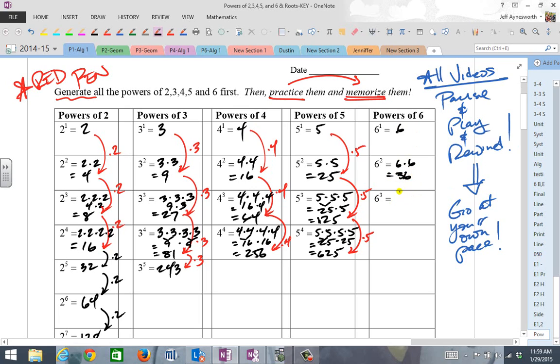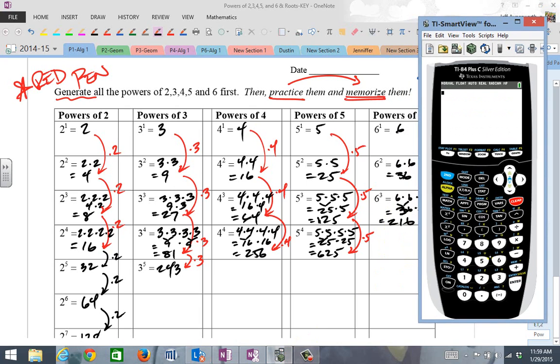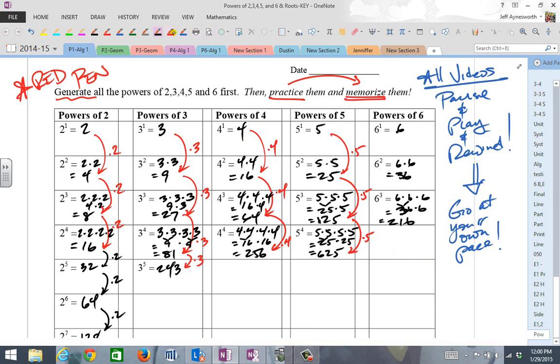Or you can do it like this. You get 36 here, times 6, and that gives you 216. And if you don't believe me, well, here we go. Let's clear it out. Enter in 6, times 6 entered, times 6 entered, and you get 216. So once again, powers of 6: times 6 to get to the next one, times 6 to get to the next one.